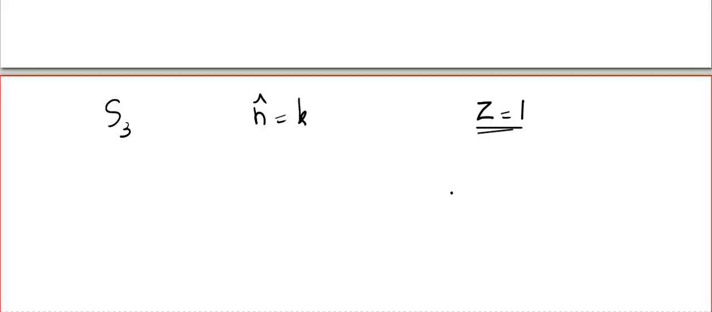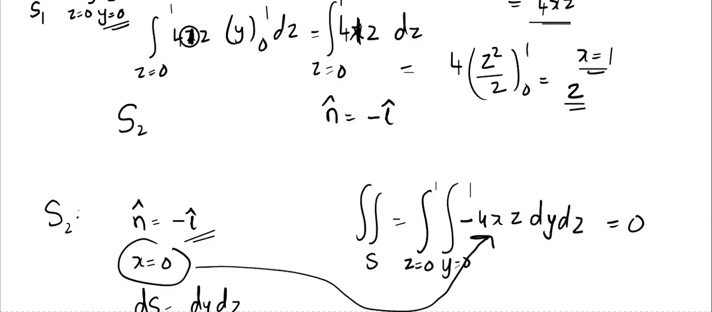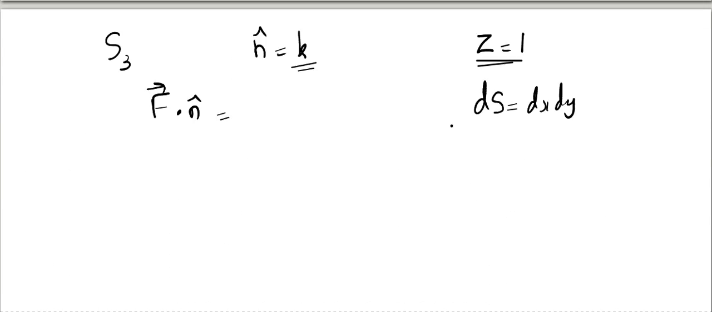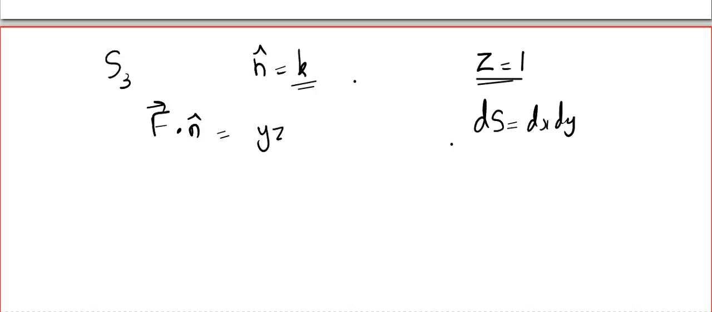So z is 1. And ds will be, can you guess what will be ds? Actually, we are projecting on the xy plane, so it will be dx dy. Or you can go through the formula method, it's up to you. Now, f dot n. Since it is k, I am not going to write the story. I will just look at the given function and take the last component coefficient. So that will be yz, right?